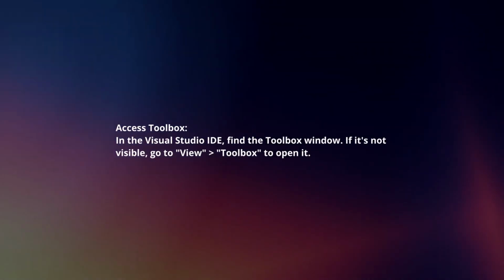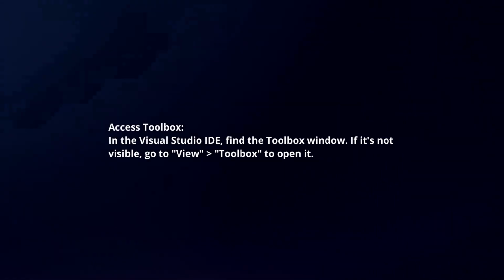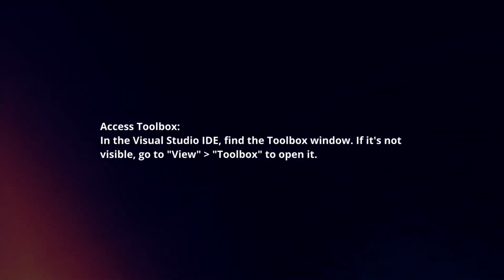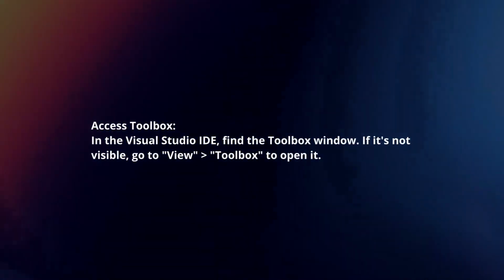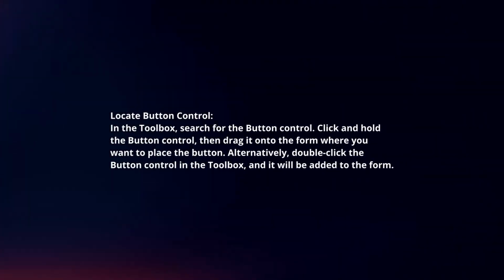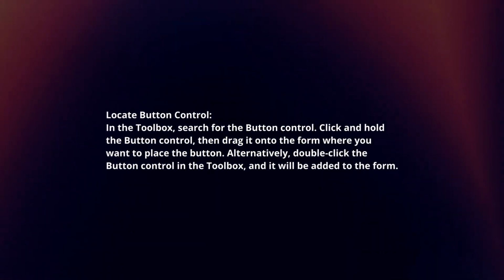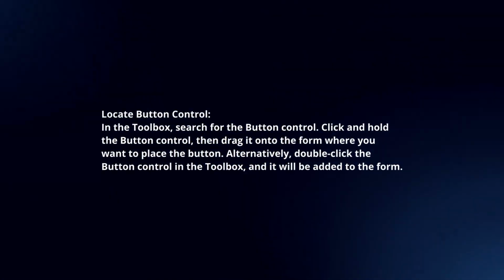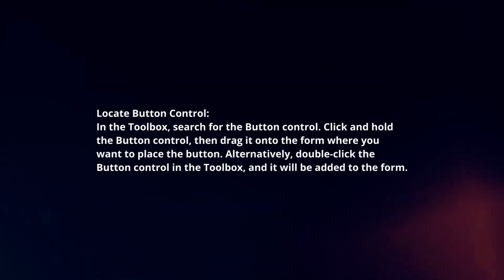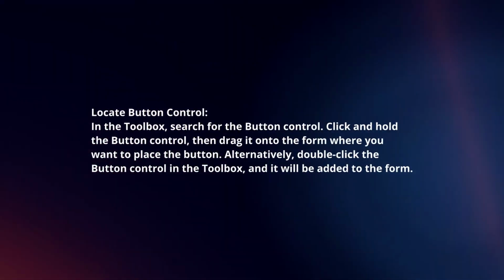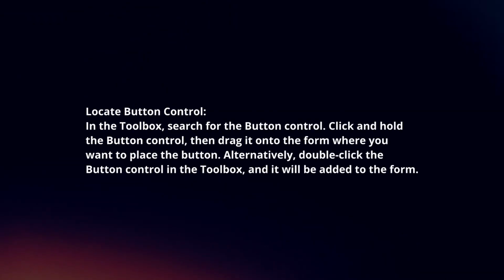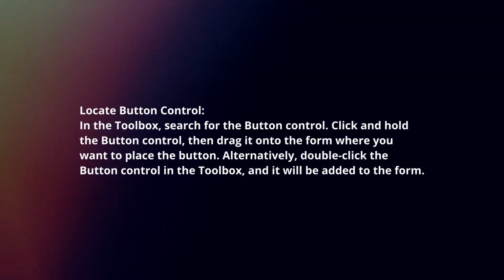Access Toolbox. In the Visual Studio IDE, find the Toolbox window. If it's not visible, go to View, Toolbox to open it. Locate Button Control. In the toolbox, search for the button control. Click and hold the button control, then drag it onto the form where you want to place the button. Alternatively, double-click the button control in the toolbox and it will be added to the form.